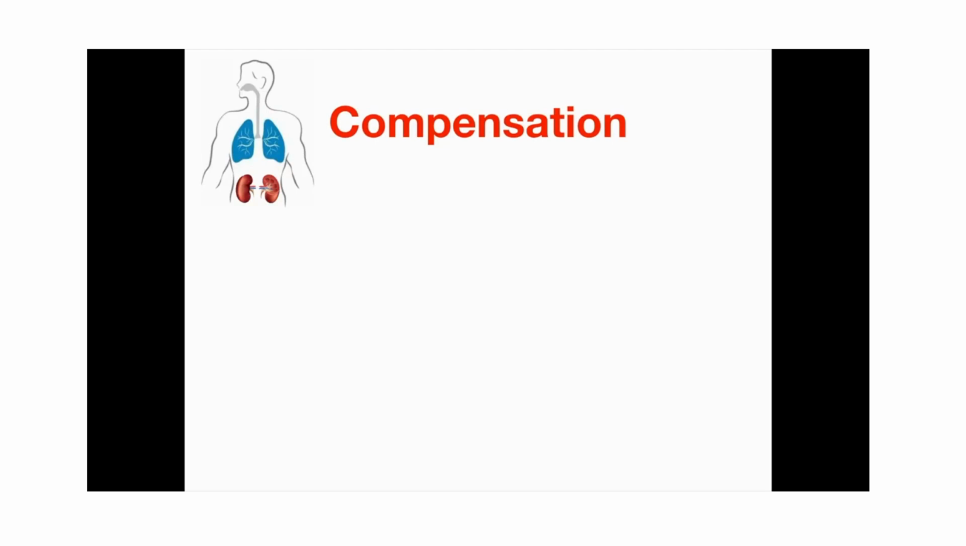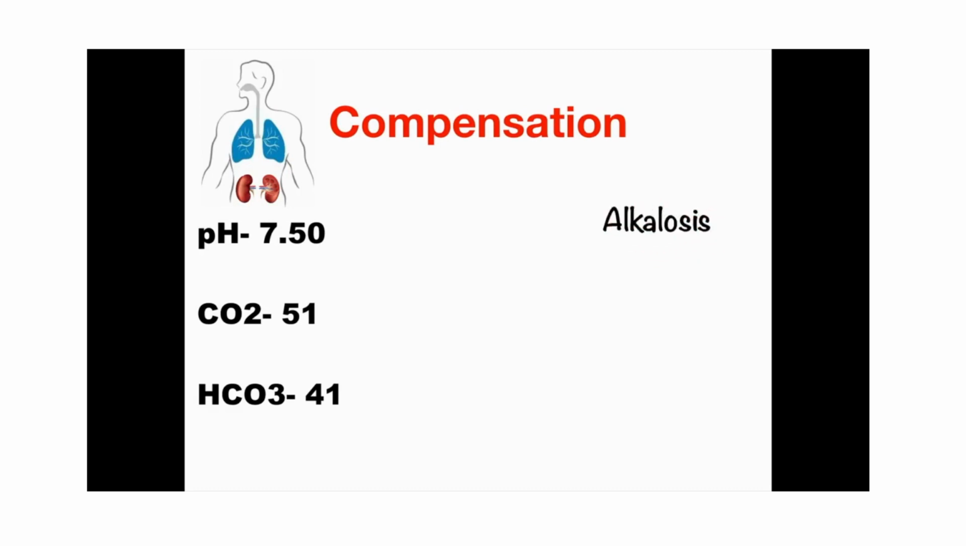So let's try another example here. pH is 7.50, CO2 is 51, bicarb is 41. So first step, acidosis versus alkalosis. 7.50 is above normal range, so we can put here alkalosis. Now let's look at our carbon dioxide. Our CO2 is 51, so that's a lot of CO2. But looking at the problem, we have alkalosis. Let's look at our bicarbonate. Our value here is 41. That's a lot of base in our system. So we can conclude here that we have a metabolic alkalosis.